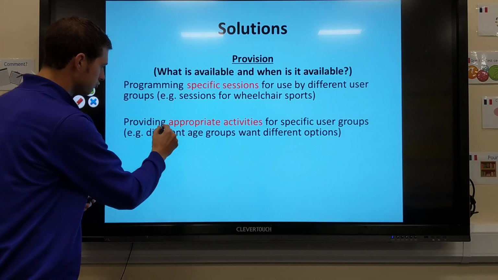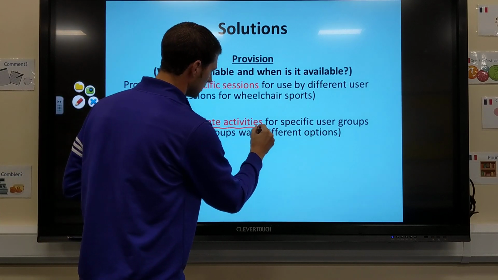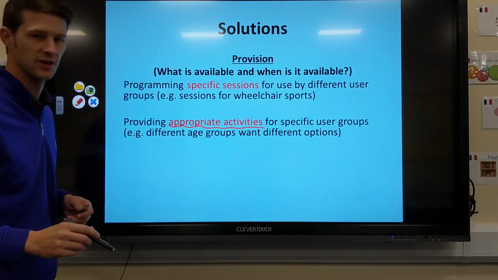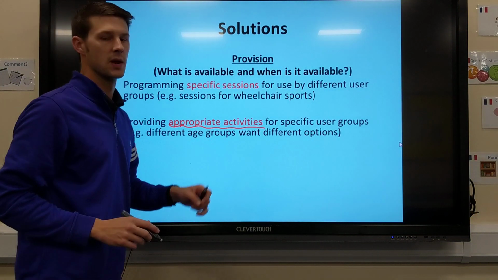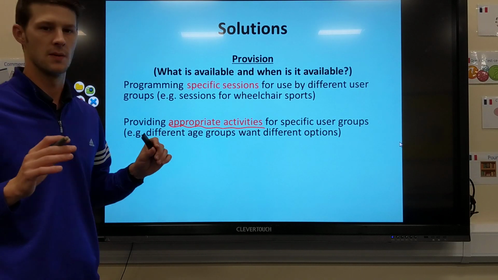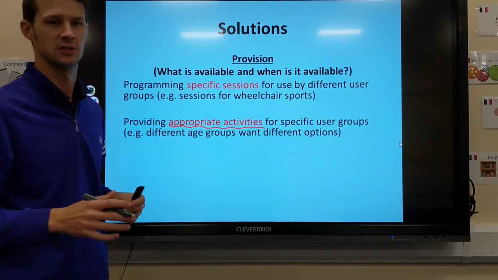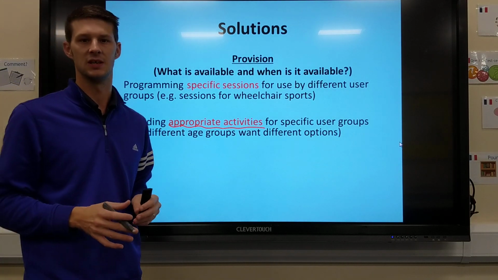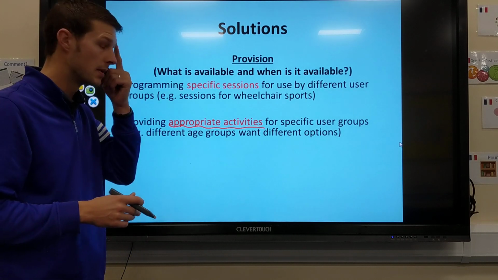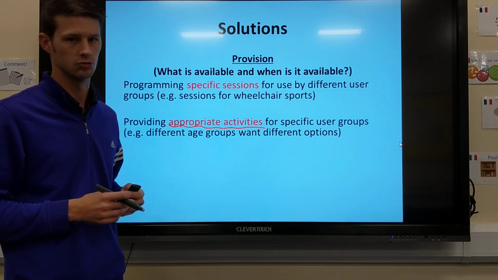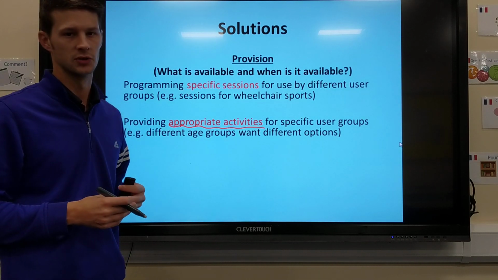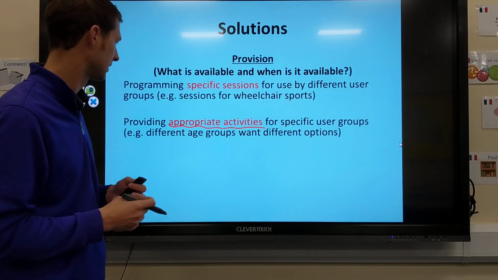Then we've got providing appropriate activities for specific user groups. What won't be appropriate activities? Maybe putting on a rugby festival for people 70 years and older, because it won't be appropriate for their age and their ability, unless it was walking rugby or touch rugby. So you wouldn't have a full contact rugby match for people over 70.